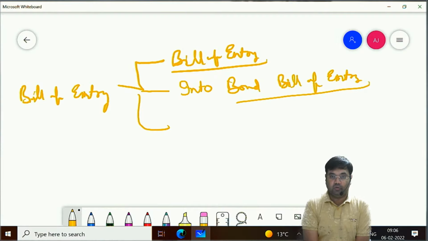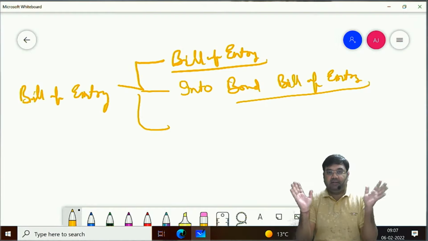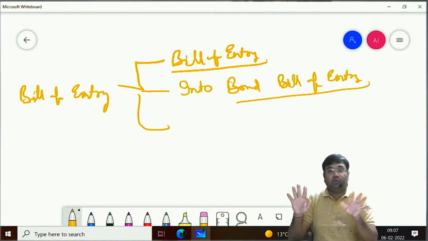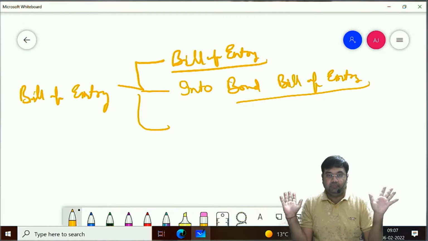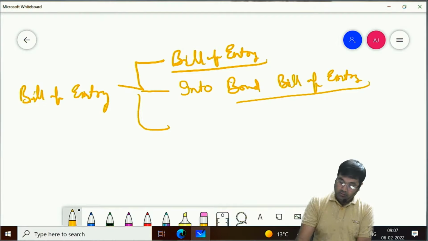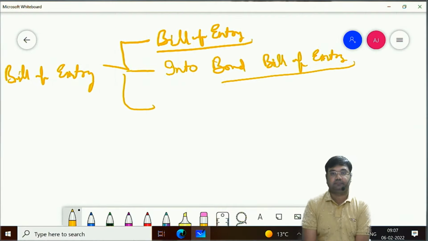So the government is going to take a bond along with security, so that the government's interest is well protected, because in case of warehousing the importer is not going to pay the import duty. So the government is yet to get the import duty. So that's why the government is going to take a bond along with the security. That's why it is called into-bond bill of entry when the importer opts for warehousing. Then from the warehouse, later on he is going to clear.